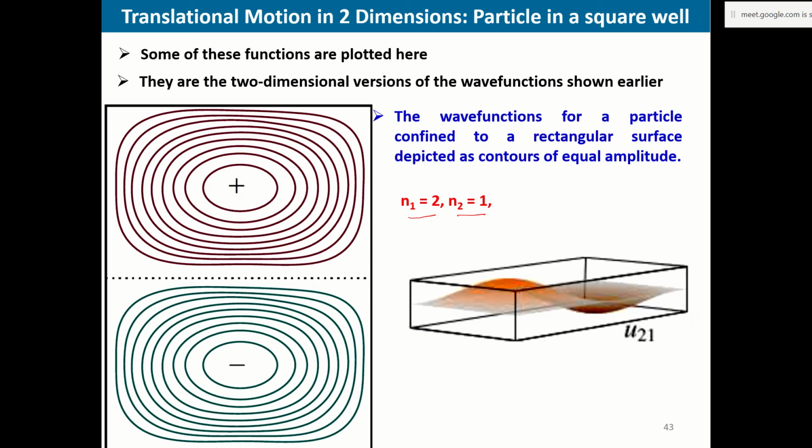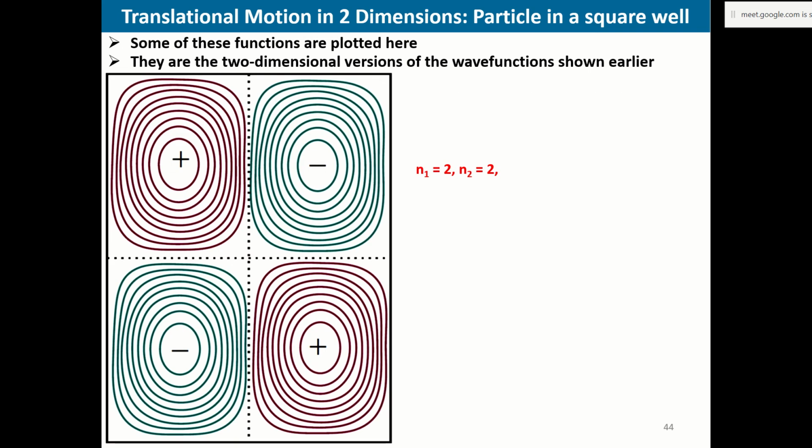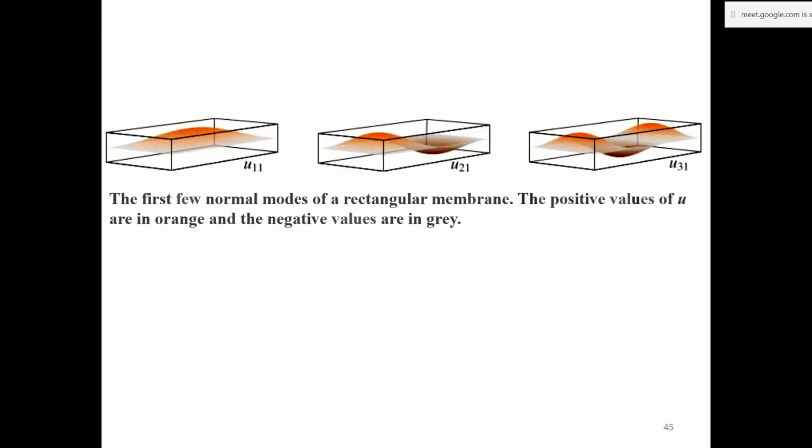So the wave function for a particle confined to a rectangular surface looks like this. And when n1 is 2 and n2 is 2, you can think of it in this manner. It will have two nodes. You can see one node on this line, another node going through like this. The plus sign indicates the surface is going up from the equilibrium position, and the minus sign indicates it is going down in that other half. So something like this can happen.